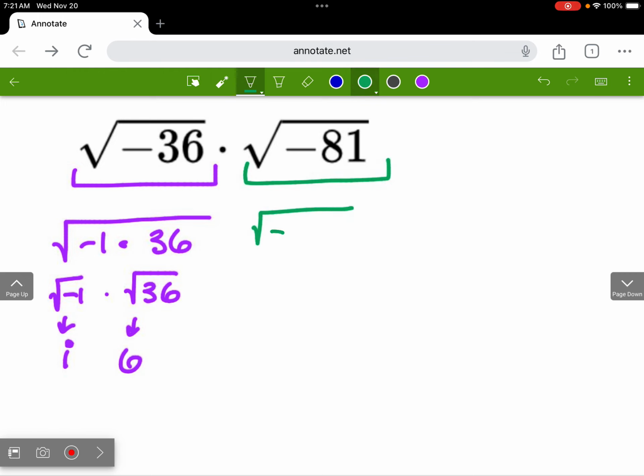Very similar vibe for the 81. I can do our -1 times 81 just to get that -1 away. There we go. Square root of 81. So our square root of -1, that's again called i. What is the square root of 81? 9. So I have i times 6 times i times 9.